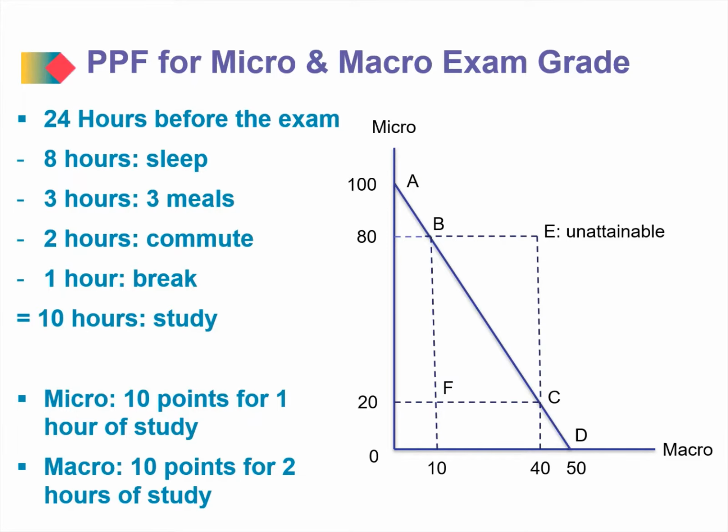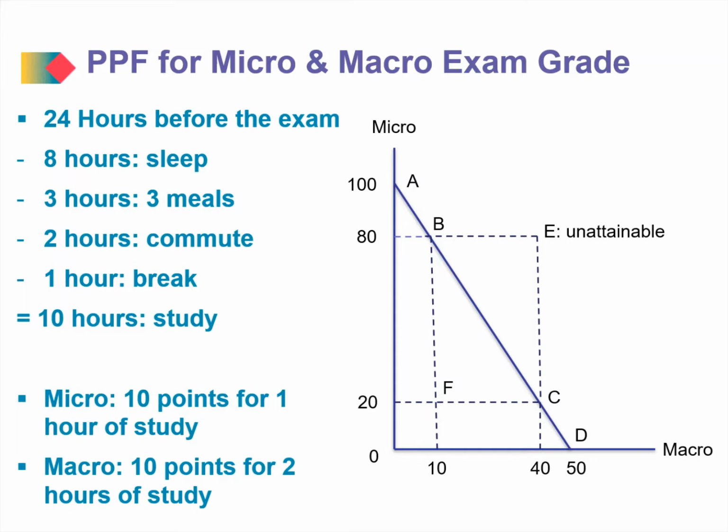If you spend 10 hours on studying only microeconomics, you can get 100 points of micro and 0 point of macro, which is point A. If you spend 10 hours on studying only macro, you can get 50 points of macro and 0 point of micro, which is point D. If you study micro for 8 hours and macro for 2 hours, you can get 80 points of micro and 10 points of macro, which is point B.